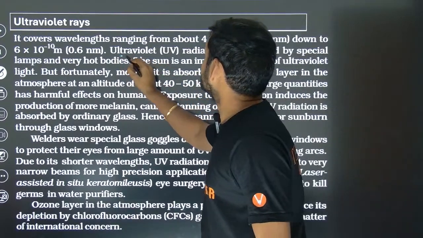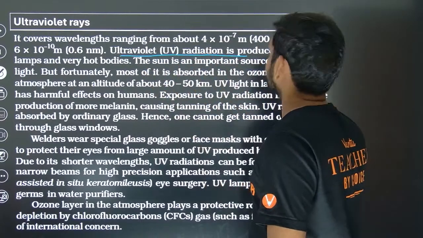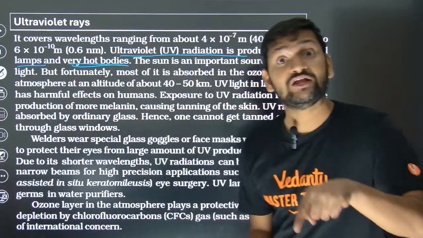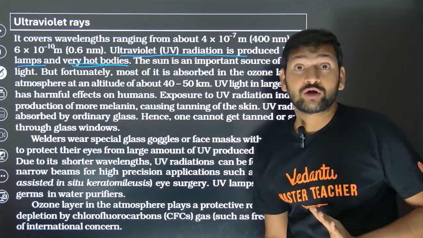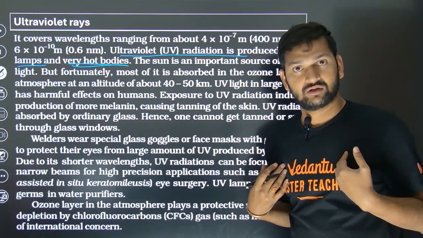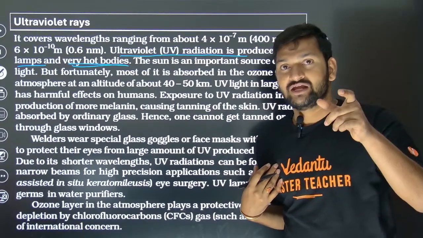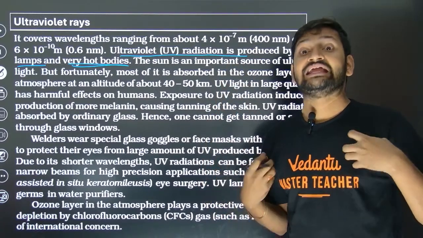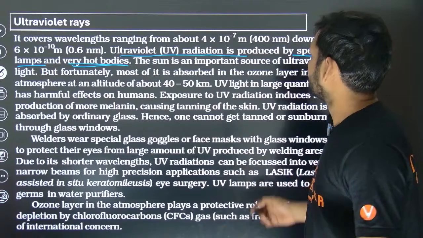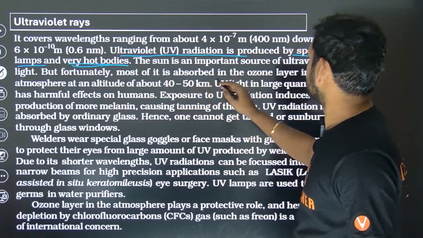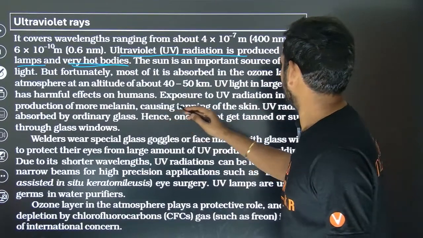See, UV radiation is produced by special lamps and very hot bodies. Why did they say very hot bodies? Normal hot bodies produce IR. I am also producing infrared waves now. If you see through the eyes of a snake, you will see me as a body emitting heat. The sun is an important source of UV light, but fortunately most of it is absorbed in the ozone layer. Okay, fine.